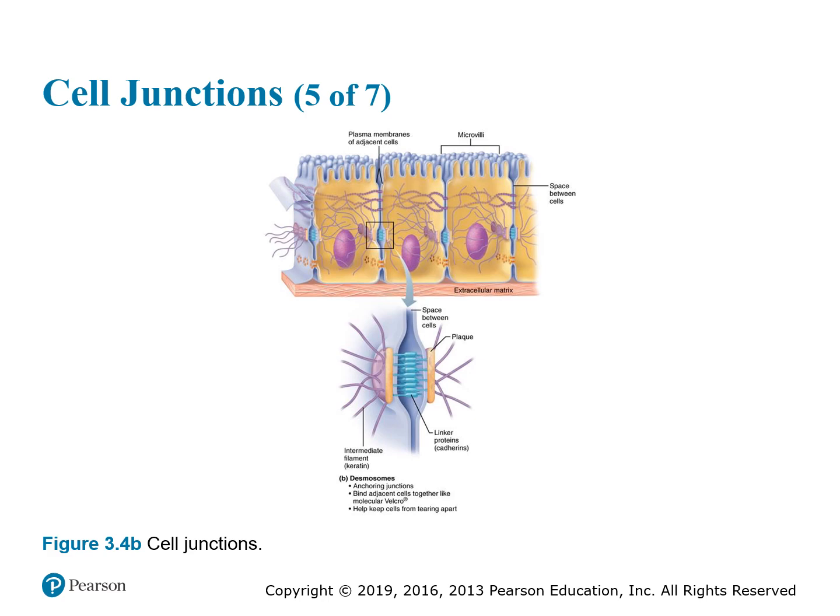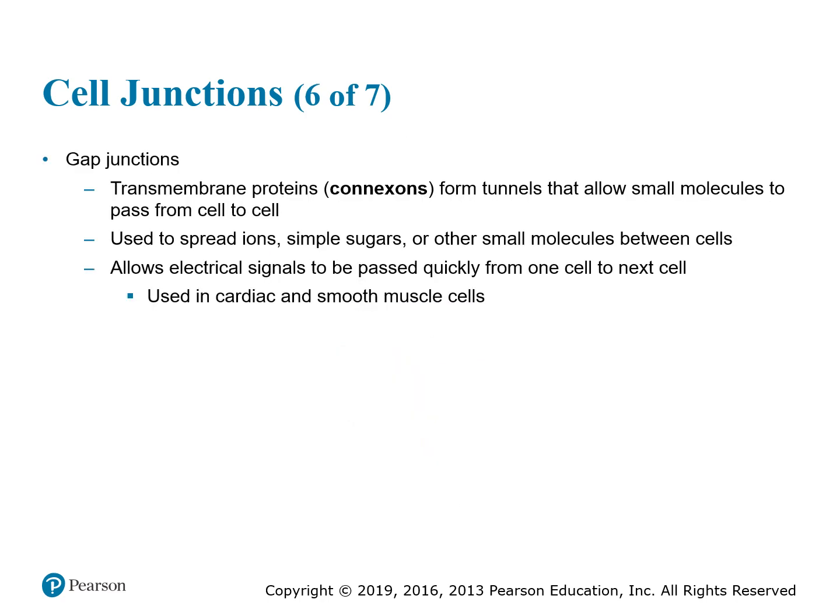Another good place might be the epithelial, for instance. Gap junctions. Gap junctions allow for the passage of material, as the name implies, gap. They have a certain size hole that allows for passage of nutrients and ions. They're formed by transmembrane proteins like connexons that form tunnels essentially from cell to cell.